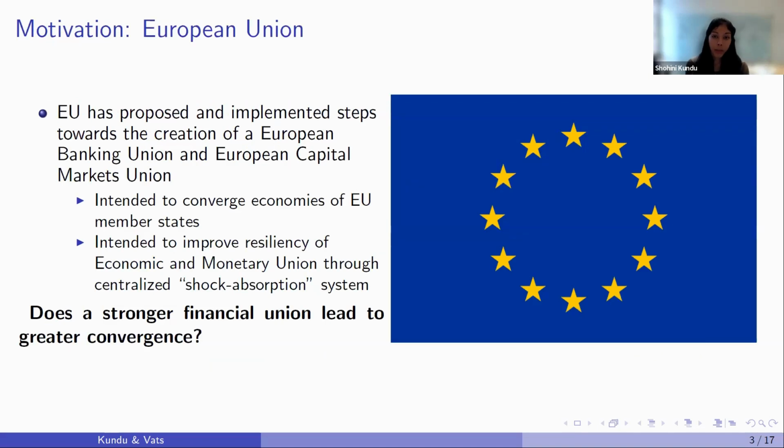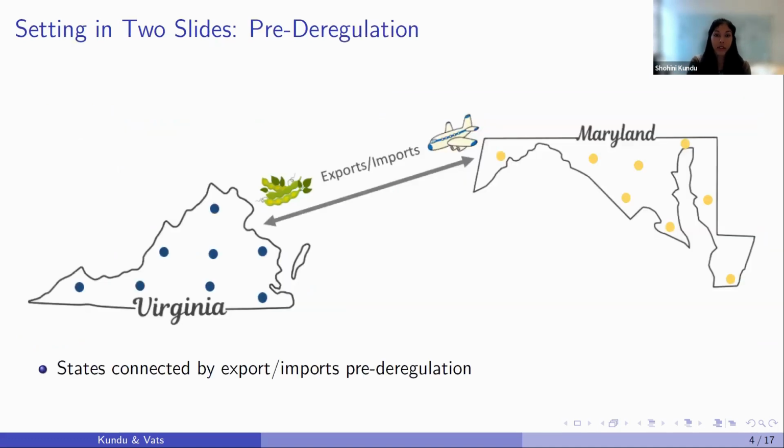This project is also motivated by a recent policy imperative. In recent years, the European Union has proposed and implemented steps towards the creation of a European banking union and European capital markets union. And this is part and parcel of a broader economic and monetary union. The goal of these unions is to converge the economies of EU states and improve resiliency through a centralized shock absorption system. But the question we ask in this paper is, does a stronger financial union necessarily lead to greater convergence?